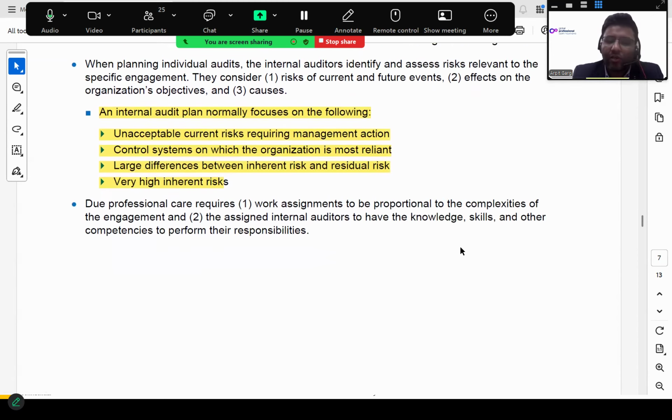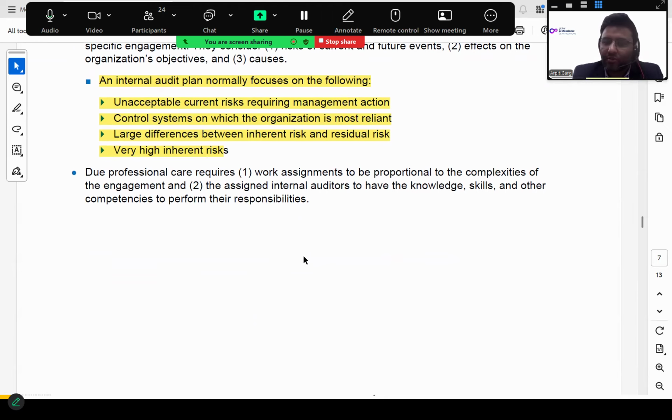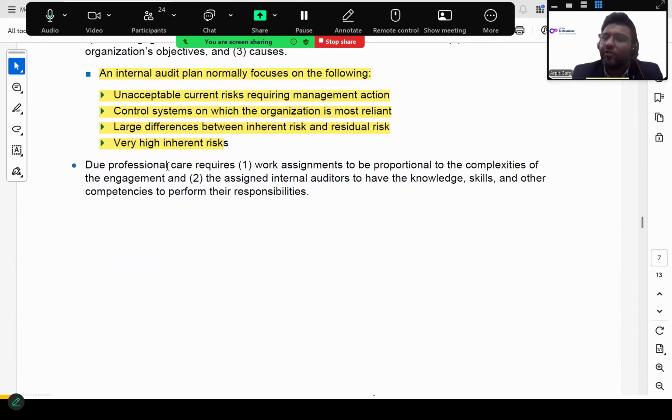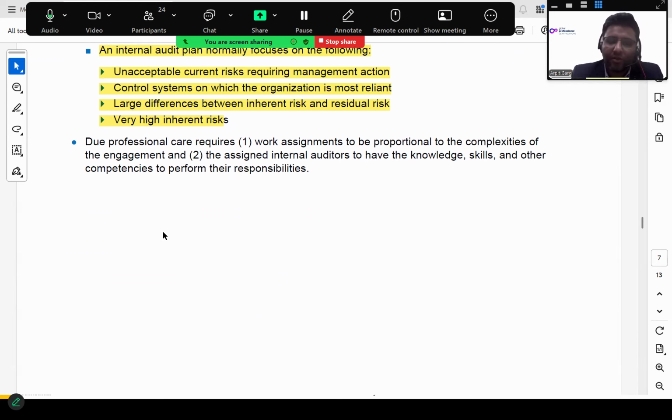Due professional care requires work assignments to be proportional to the complexities of the engagement, and assigned auditors to have the knowledge, skills, and other competencies to perform their responsibilities. Let's say for a low risk area, do you need to do extensive testing? Probably the answer is no. But for a high risk area, do you need to be more careful and apply more engagement procedures as compared to low risk areas? The answer is yes, right? So it depends on the complexities of the engagement.